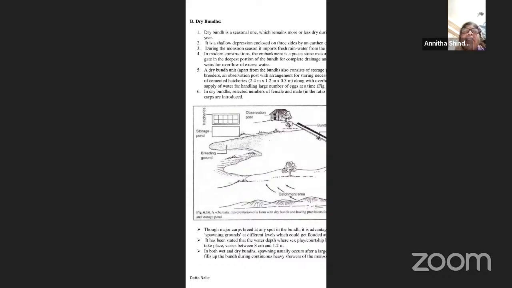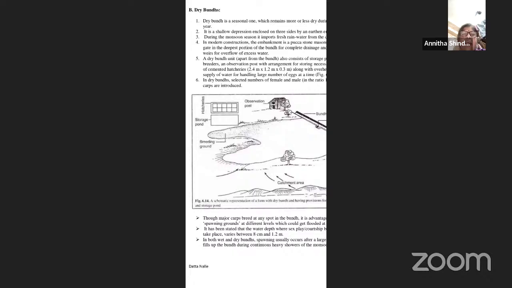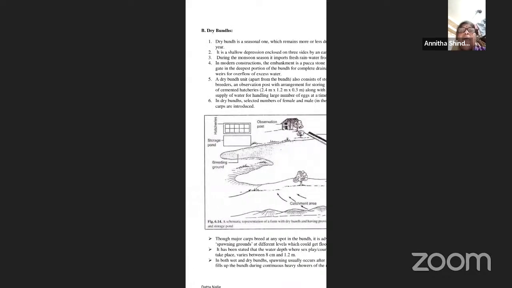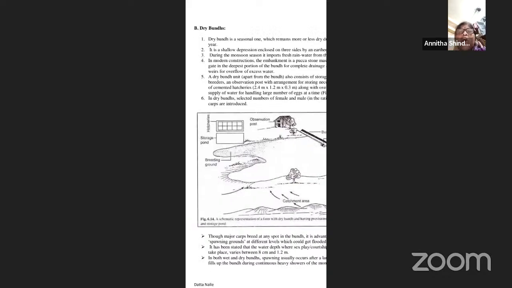Now, it is a shallow depression enclosed on three sides by an earthen embankment. Suppose this is a schematic of it. An earthen embankment means they take sand or mud and construct it on all three sides. So it is a shallow depression enclosed on all three sides.